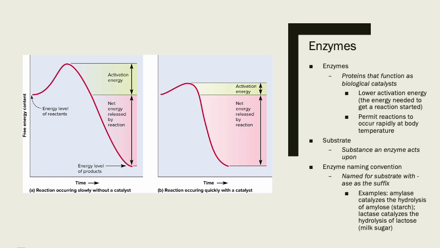A substrate is the thing that the enzyme actually acts upon. So whatever the enzyme is coming to act upon is the substrate. And then enzymes are usually named substrate plus -ase. So if the enzyme is working on the amylose substrate, it's going to be called amylase.